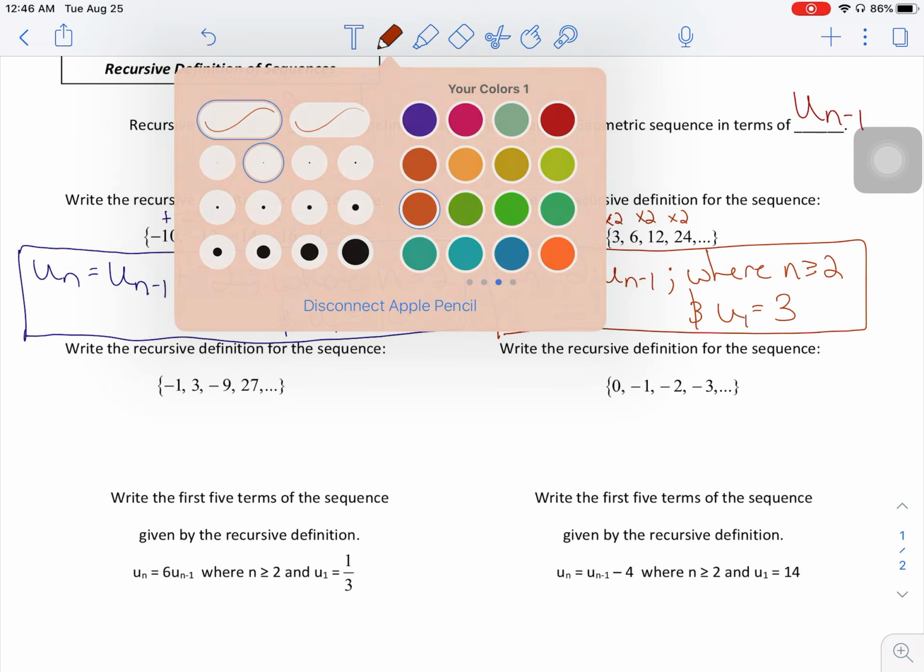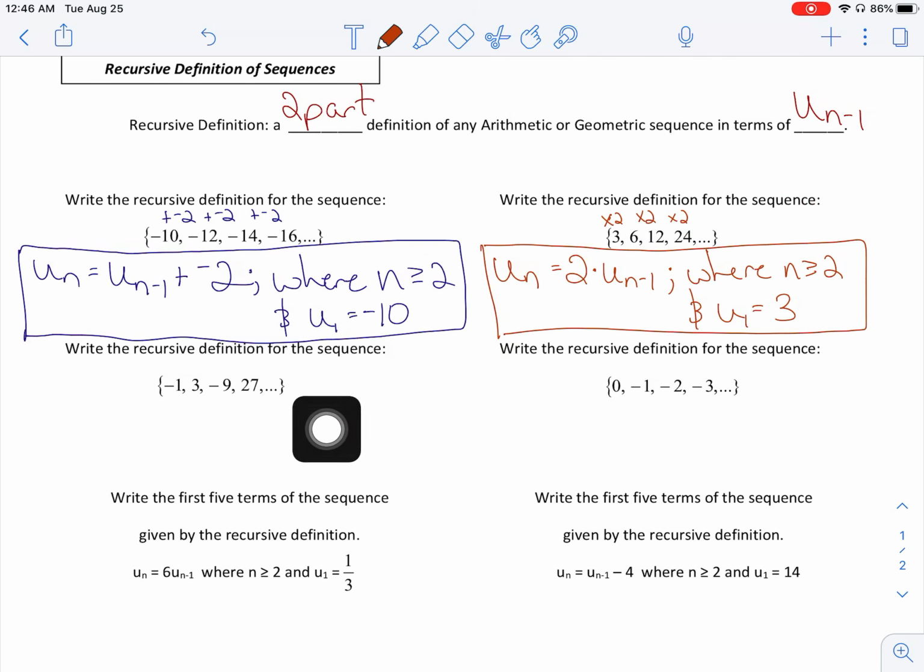Okay, so let's keep doing the same thing. If we look at the next problem here, we've got negative 1, positive 3, negative 9, 27. In order to get from a negative to a positive, well, in this case I already know I'm multiplying because I'm going to keep alternating signs here. So I need to have multiplied by negative 3. Negative 3 times 3 is negative 9. Negative 9 times negative 3 is positive 27. So this is a multiplier of negative 3.